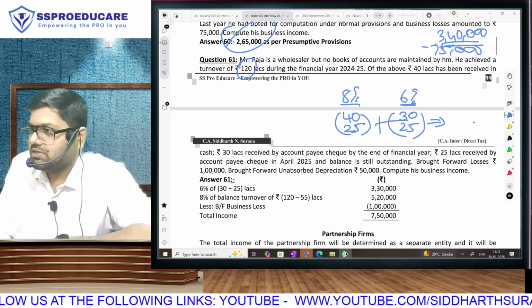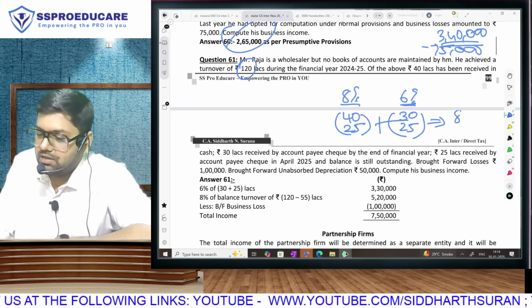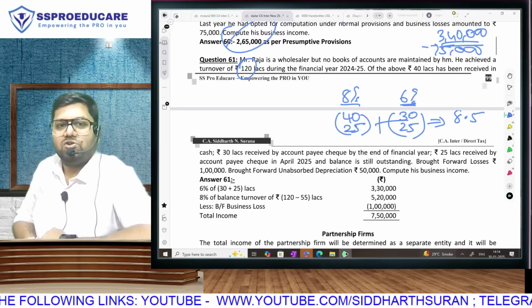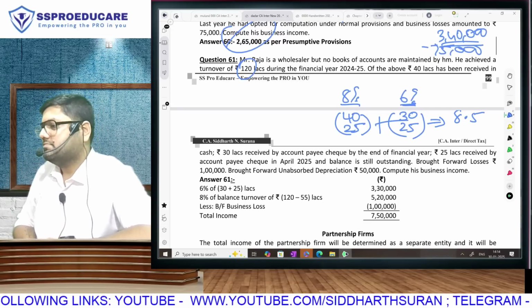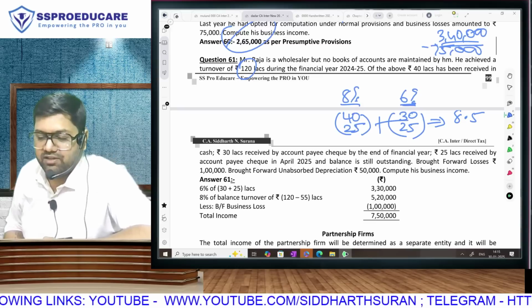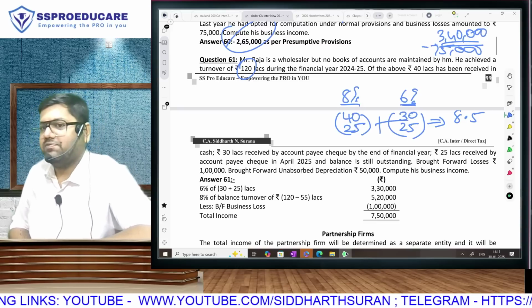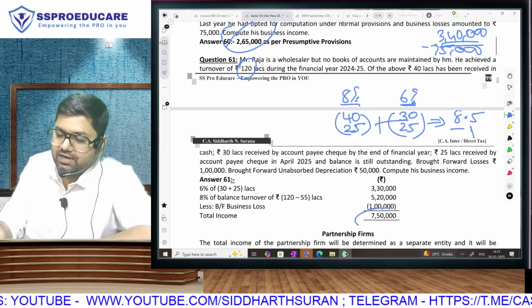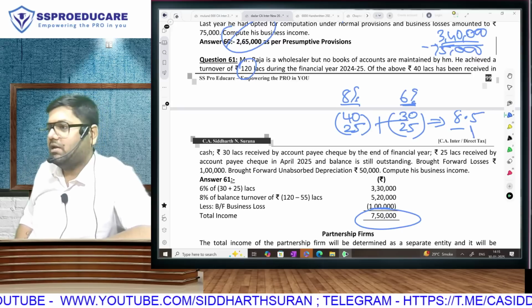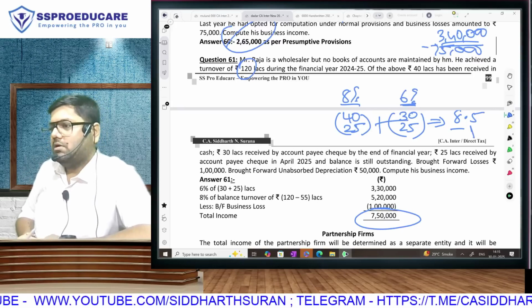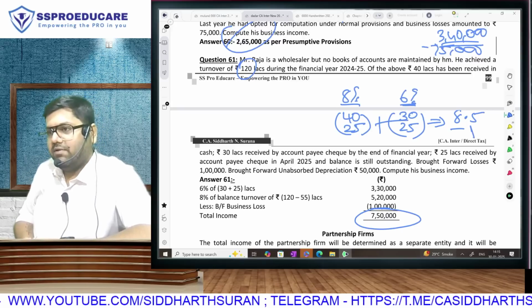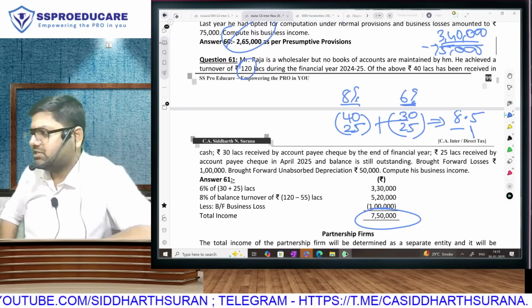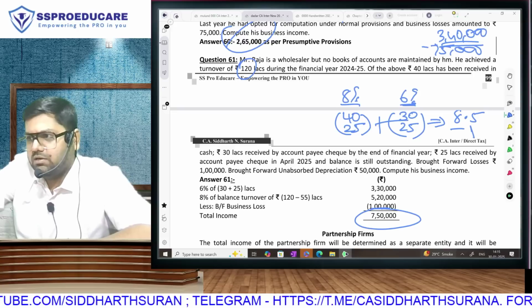Oh, M plus function, you know how to use or no? 8.5 lakh, is that our final answer? No, sir. We have brought forward losses of 1 lakh. Will we minus it? Yes. We have brought forward UAD of 50,000. Will we minus it? No. That means we'll minus only 1 lakh and that will give us our answer of 7 lakh 50,000. Have you understood, bro?